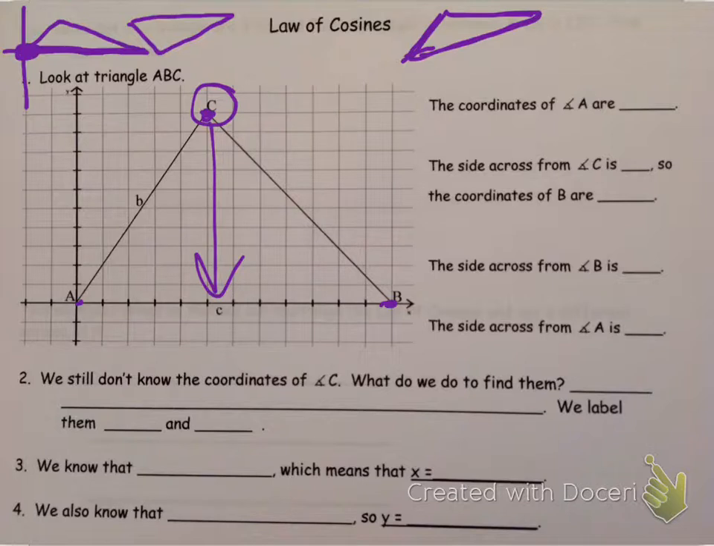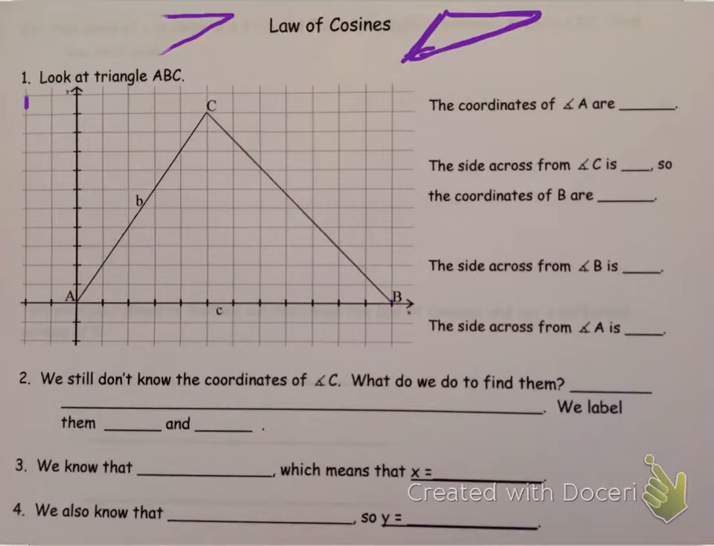So I can take any triangle that I want to solve and I can orient it so that it looks like this graph. So this is not something that you have to be given. You can take any triangle and draw it on graph paper and accomplish this. So what I've done is I have put angle A, or point A, at the point (0, 0).